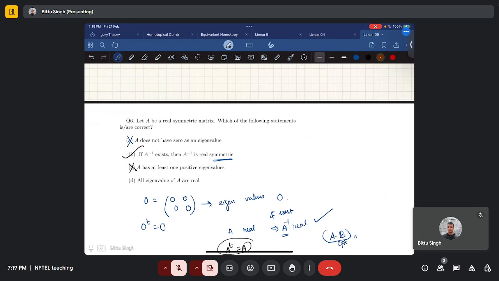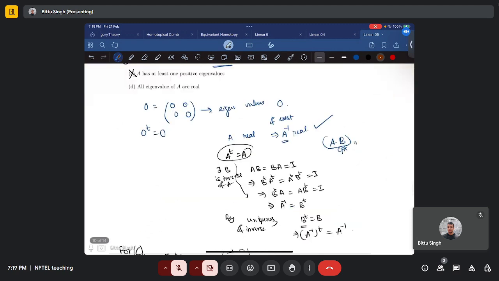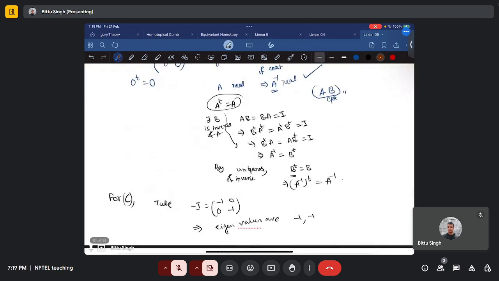Next option is all eigenvalues of A are real. So it is also false. Let me give an example.